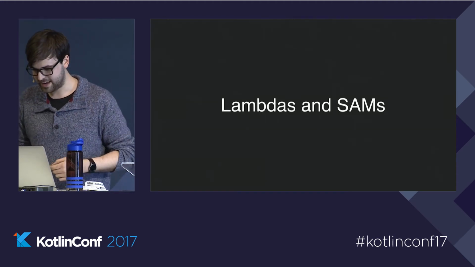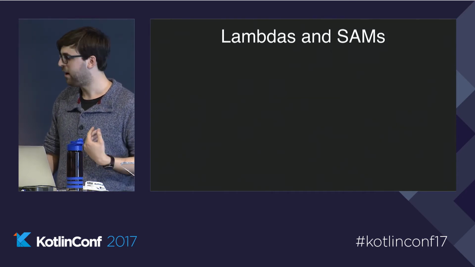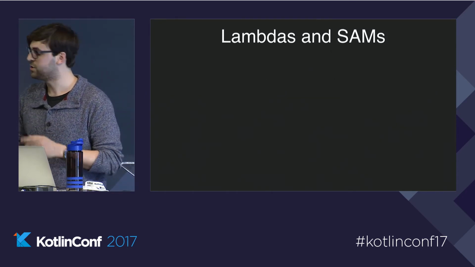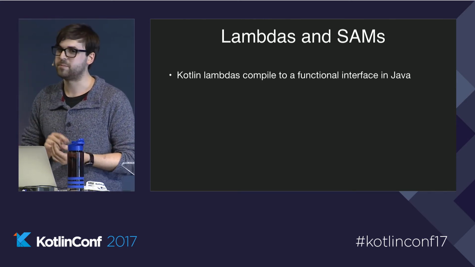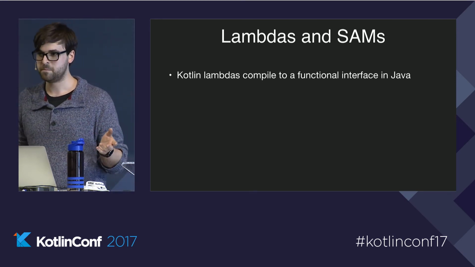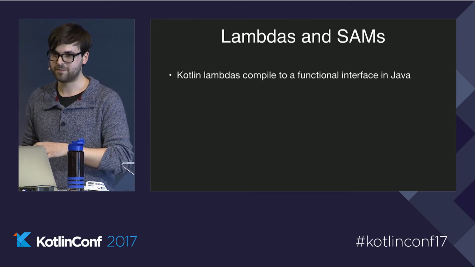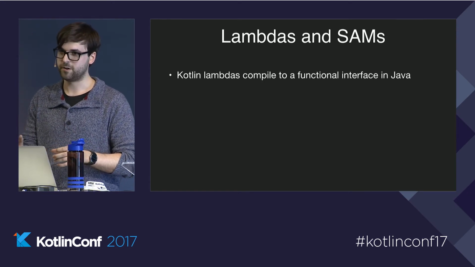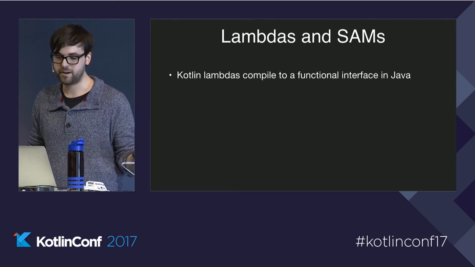Let's talk about lambdas and SAMs. I should just say SAMs are single abstract methods. So SAM types are like functional interfaces. For example, an OnClickListener is an interface that just has a function onClick. It has a View as an argument and it returns Unit. So a single abstract method is analogous to a lambda, right?